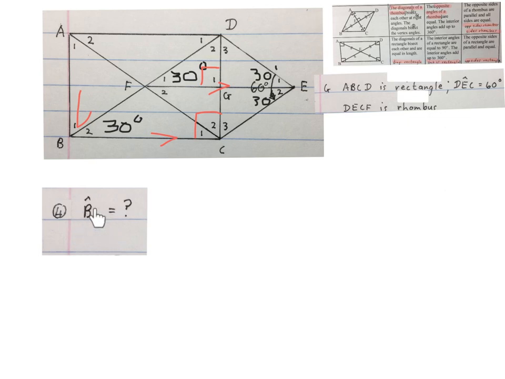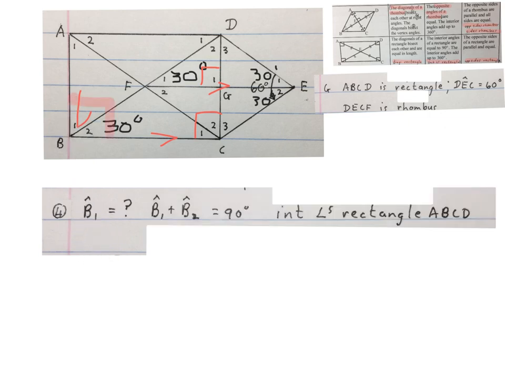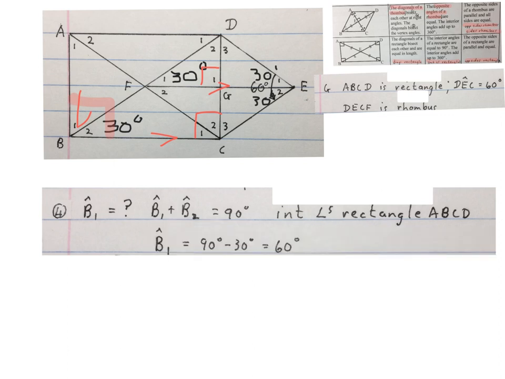Next, they ask us to work out the size of angle B1, that small angle there. One way to answer it is to write angle B1 plus B2 is equal to 90 degrees, that whole angle there, interior angles of a rectangle. So then B1 is equal to 90 degrees minus the 30 of B2, so B1 is equal to 60 degrees.